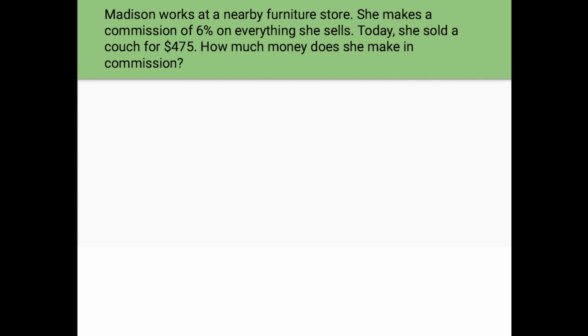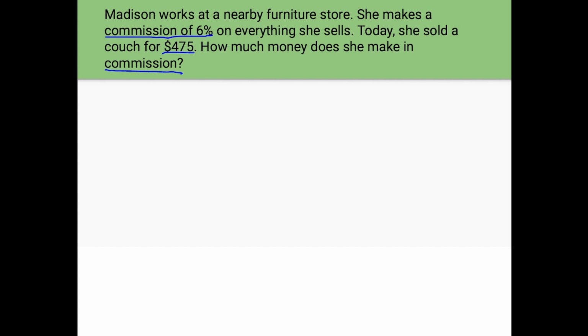So Madison works at a nearby furniture store. She makes a commission, ooh, that's a big word here, commission of 6% on everything she sells. So today she sold a couch for $475. So we're going to underline that. Okay, that's kind of important. So how much money does she make in commission? Again, we're talking about commission.